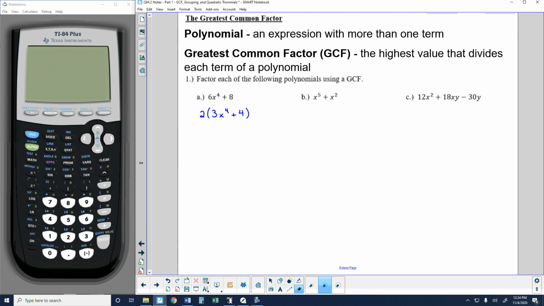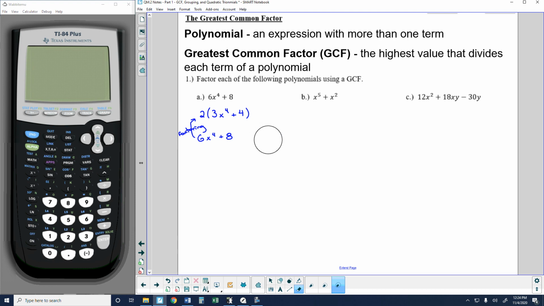Now we can check that by multiplying. So if I multiplied and distributed, this would be 6x to the 4th plus 8. So this is expanding or multiplying, and then going in this direction is factoring. And what we are focusing on right now is factoring.